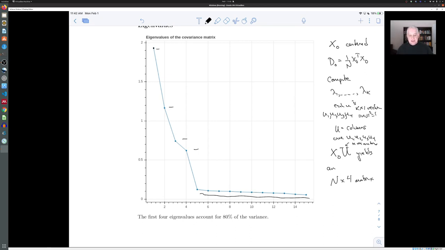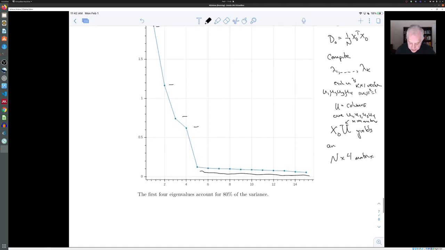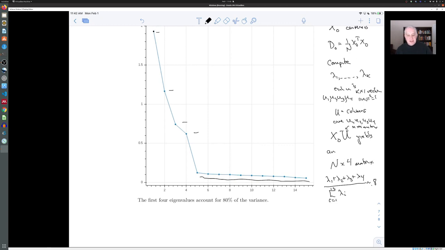Well, four dimensions is still a lot, but one thing you can notice is that if you take the sum, lambda 1 plus lambda 2 plus lambda 3 plus lambda 4, and you divide it by the sum of all the lambdas, which is the total variance, this is almost 0.8. In other words, 80% of the variance in the data is accounted for just by these four dimensions. And the remaining 11 dimensions only account for 20% of the variance. So if you're trying to distinguish the points from each other, you should focus your attention on these four synthetic features, or these four principal directions.